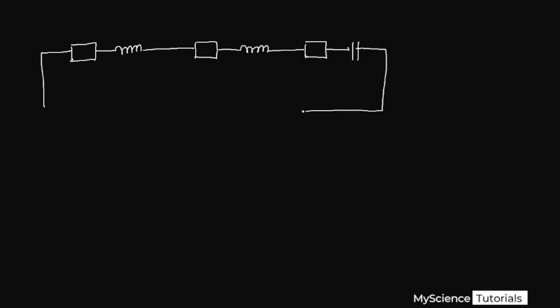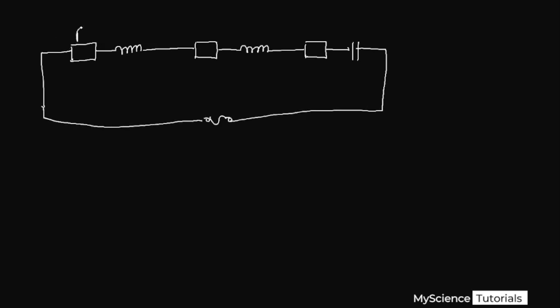Assuming we have a coil that has a resistor and then an inductor, then we have another coil having another resistor and then an inductor, which is also another impedance. Then we have a third resistor connected to a capacitor. Okay, so this is how our circuit looks.